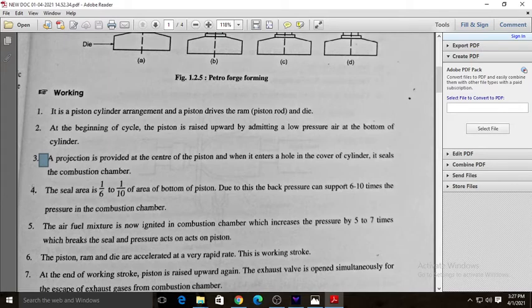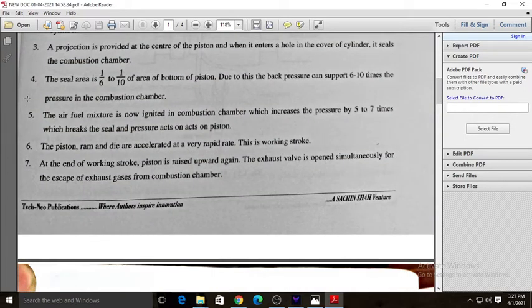This process is quite similar to the working of the internal combustion engine. The seal area is 1/6 to 1/10 of the area of the bottom. Due to this, the back pressure can support 6 to 10 times the pressure. The air-fuel mixture is now ignited in the combustion chamber, which increases the pressure by 5 to 7 times, which breaks the seal, and pressure acts on the piston. Because of this pressure, the piston and the ram and the die are accelerated at a very rapid rate. This is the working stroke.